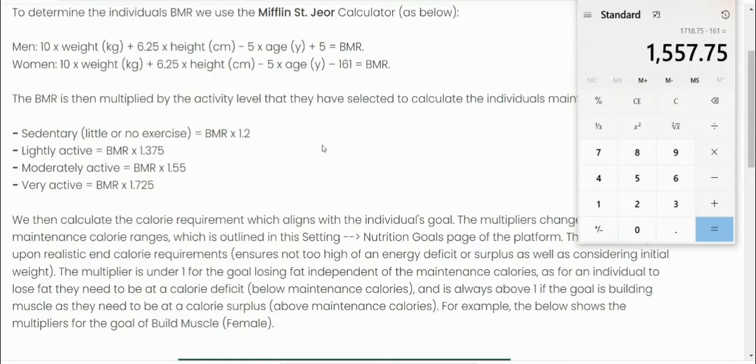So we have the BMR. Now from here, what we need to do is figure out this individual's maintenance calorie needs per day. And to do that, we need to establish their activity levels per day, okay?